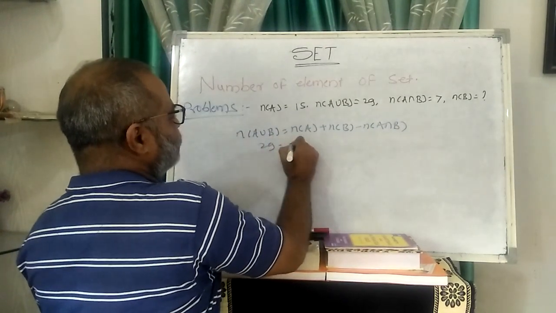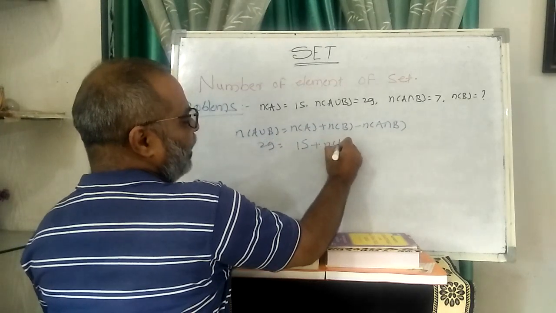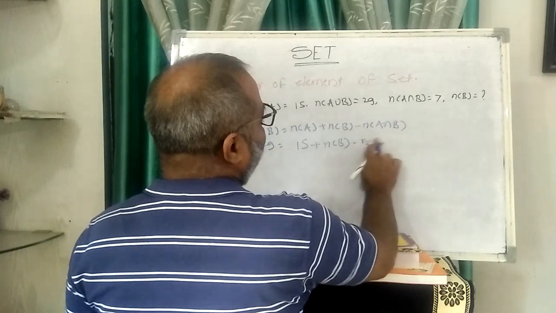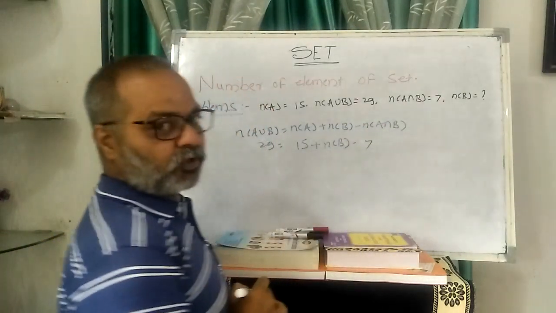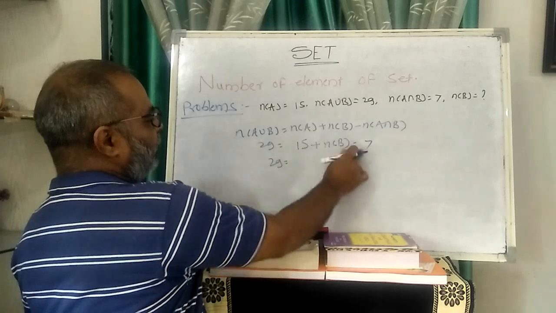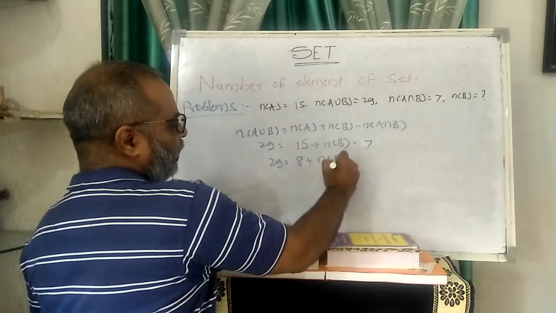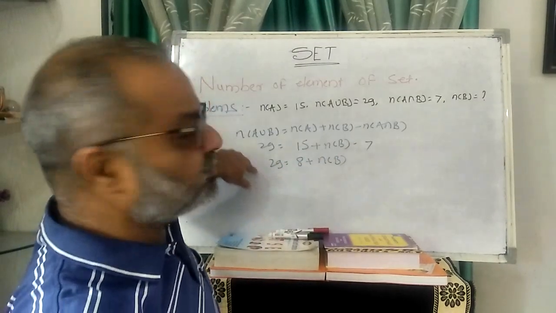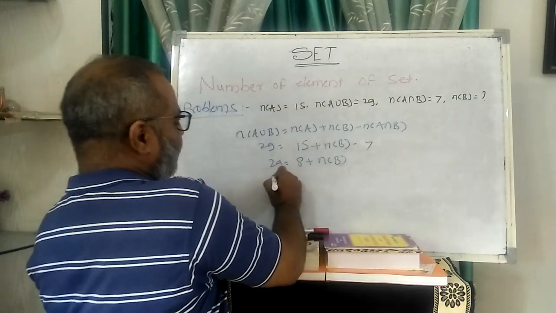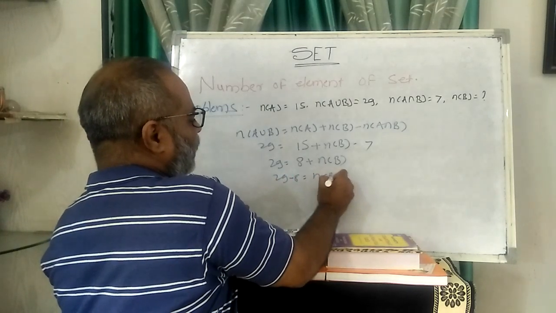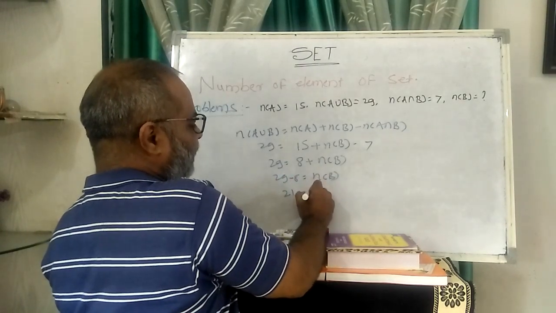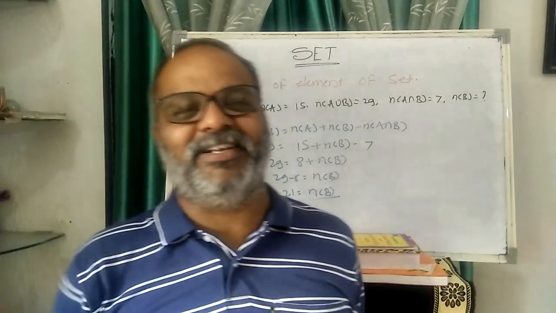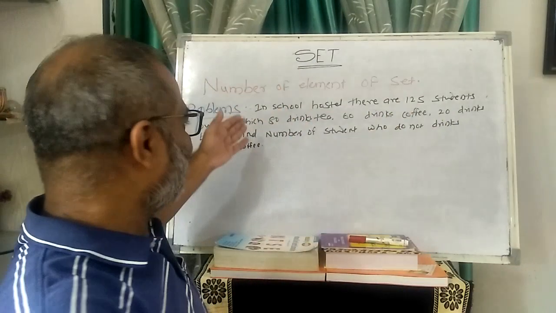What is n of A union B? Here 29 is equal to n of A, 15. I have to find n of B, so I write n of B as it is, minus n of A intersection B, which is given as 7. Okay. So here is 29. 15 minus 7 is 8, plus n of B. I find n of B. So 8 has a plus sign, so I change the side of it. It becomes minus. So here is 29 minus 8 is equal to n of B. So 29 minus 8 is 21, which is n of B. Okay. You just put in the values and get the answer. So there is a word problem.